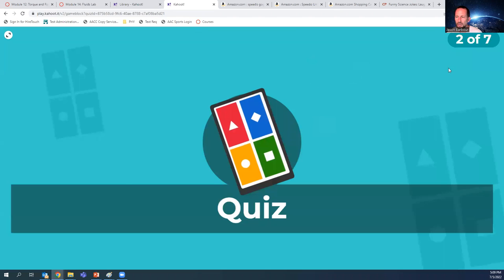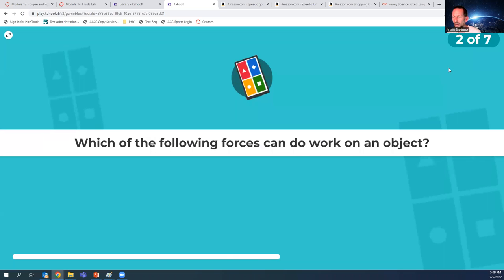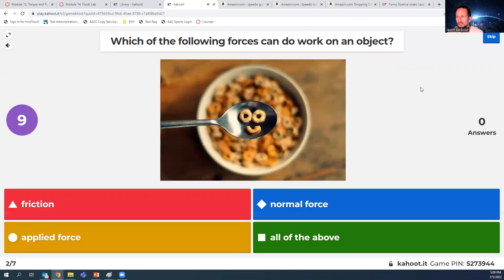So it's just a pretend Kahoot. There are not any real players, and you can't join in. But please answer along at home. Which of the following forces can do work on an object?